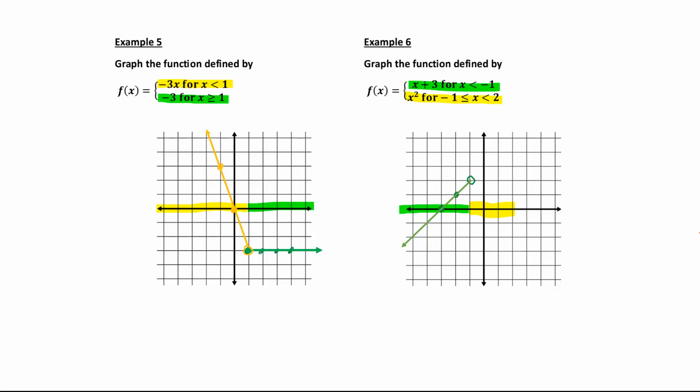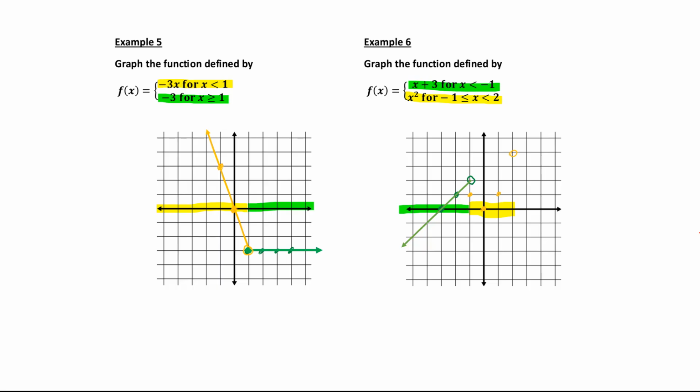So that's what the function looks like when x is less than negative 1. It looks like the line x plus 3. When it's between negative 1 and 2, not including 2, but including negative 1, we have these values. If x is negative 1, we have negative 1 squared, which is 1. And then we can put in these other values for all the area there between negative 1 and 2.